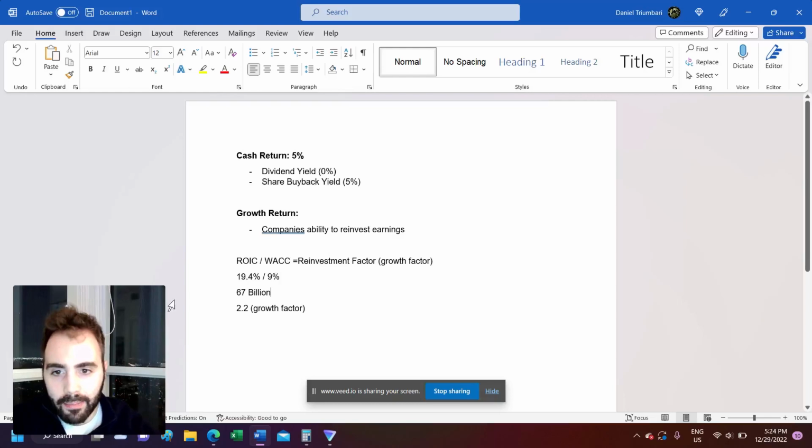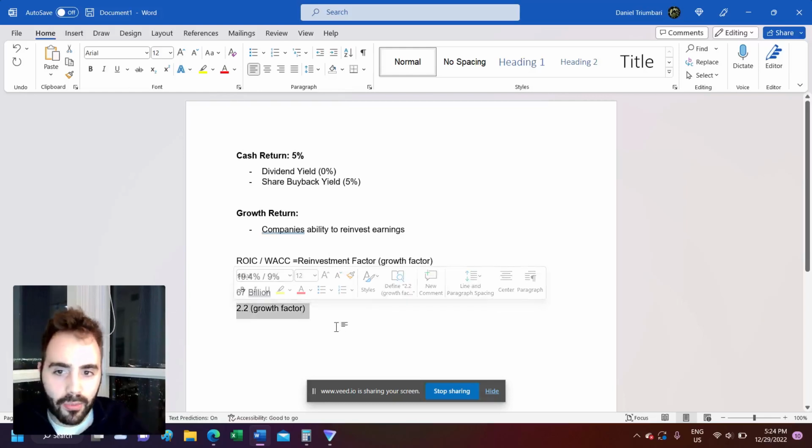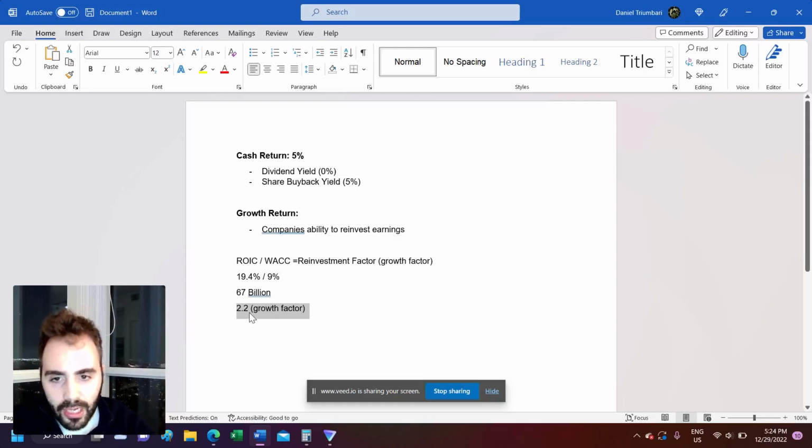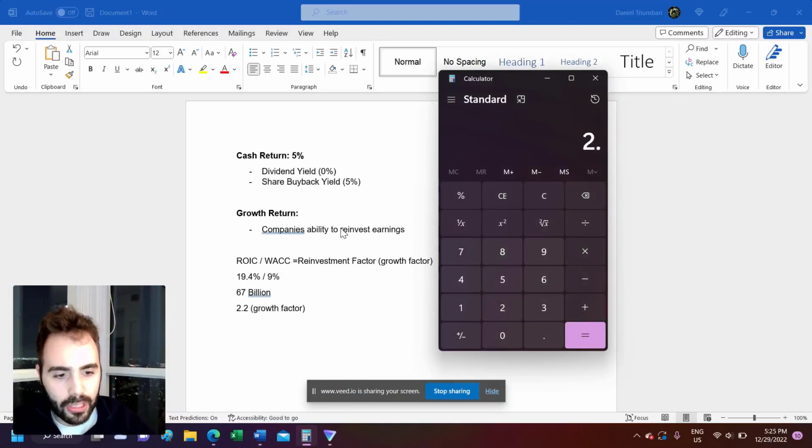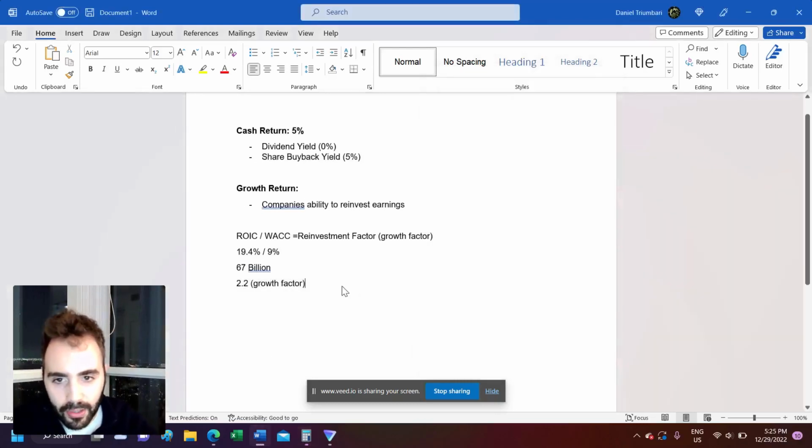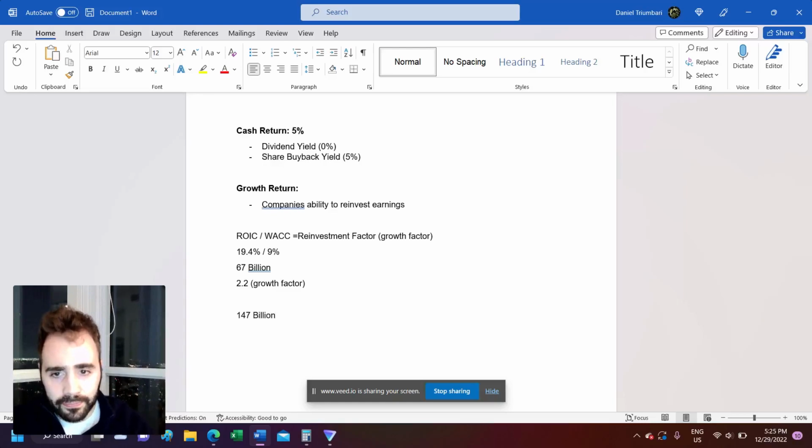And we're going to multiply that by the growth factor. Now remember, the growth factor we calculated by taking the return on invested capital and dividing it by the weighted average cost of capital to give us this growth factor of 2.2. Now we're going to take this 2.2 and multiply it by our reinvested earnings. So 2.2 times 67 gives us a number of $147 billion. So we can write down 147 billion.